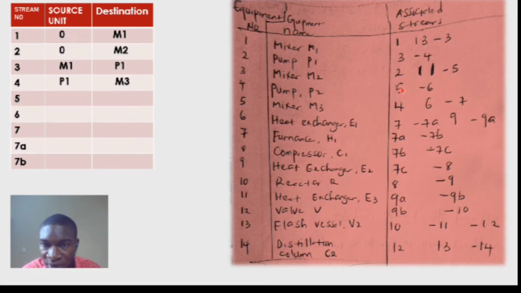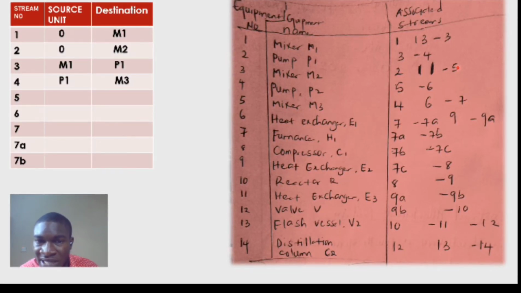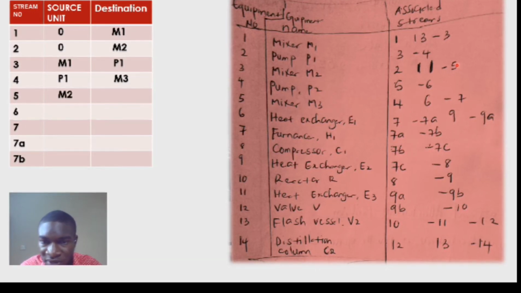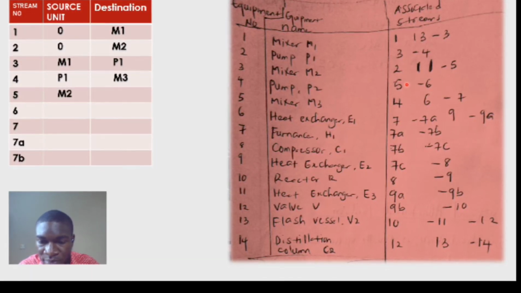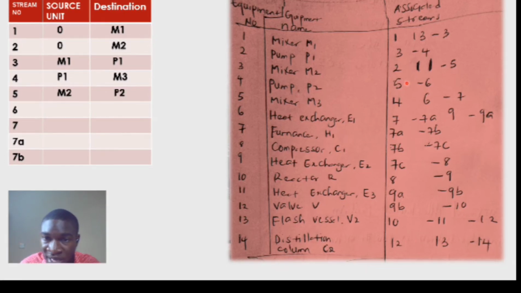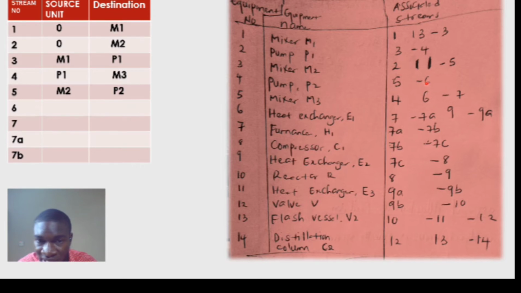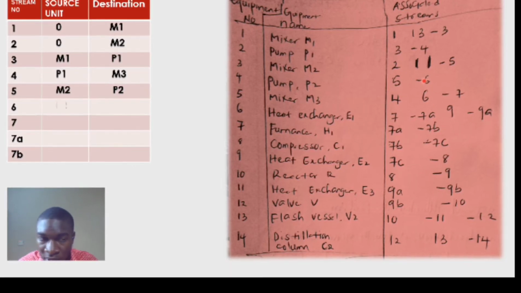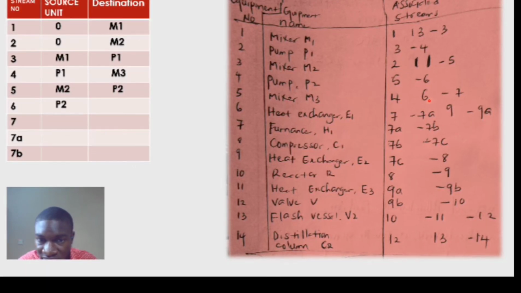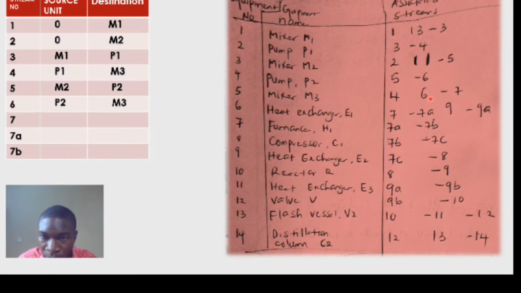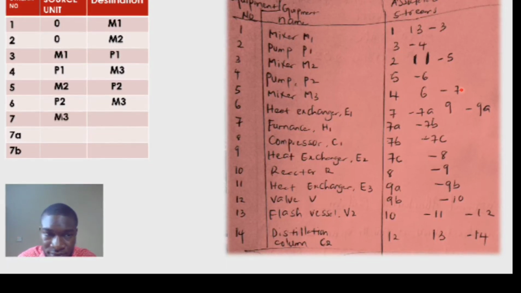You have stream number 5, it has a negative value. The negative means the source is M2, that's a mixer. You have the destination, positive 5, pump. Negative 6, do you have negative 6? Yes, negative 6 is P2, and then positive 6 is M3. Hope you are following. Negative 7 is M3.